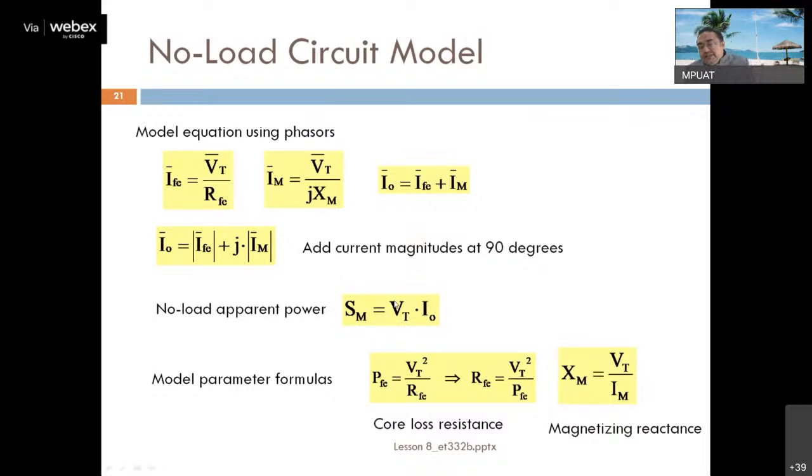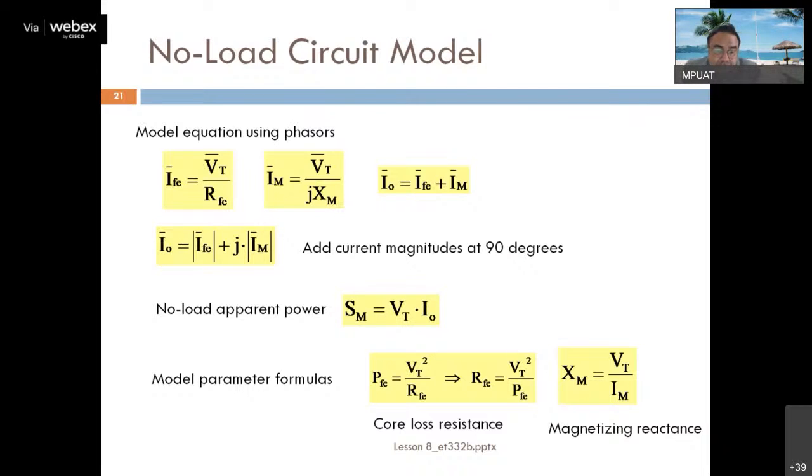Now I can resolve it. What will be the core loss? It will be VT I naught cos phi naught. And what will be the reactive power of this? VT I naught sin phi naught. So active power is due to the losses in the core, and the reactive power is due to the magnetic field being required in order that the flux should flow from one coil to another.